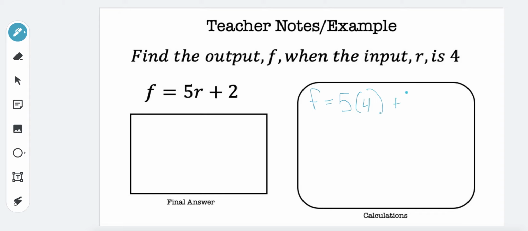Okay? And then finally, to simplify this, we have to follow the order of operations, right? So f is going to equal, we got to multiply first. So 5 times 4 is 20. And then 2. And then finally, f is going to equal 22. And that's our answer. F equals 22.